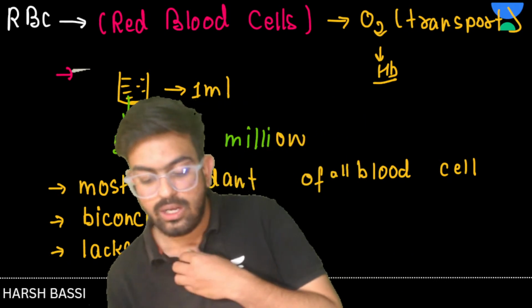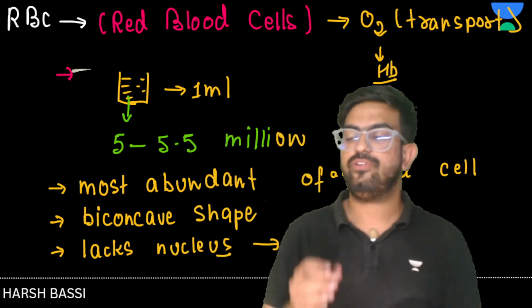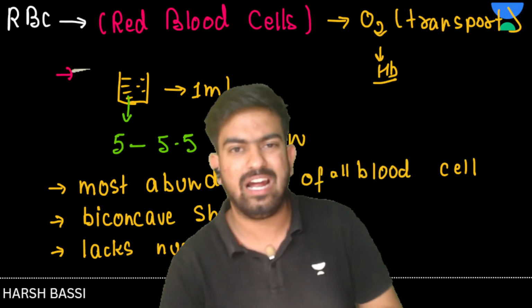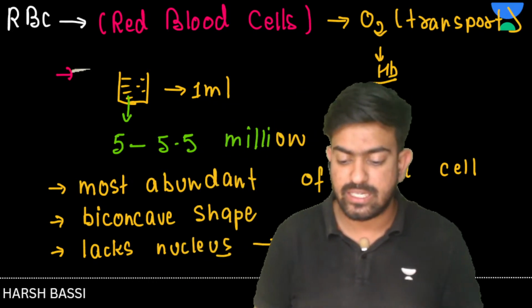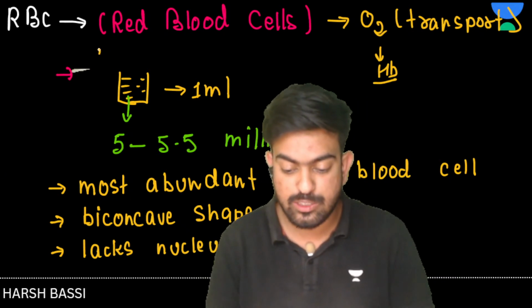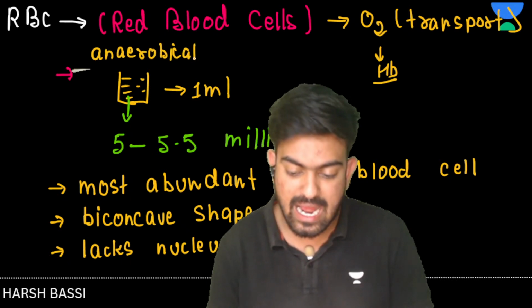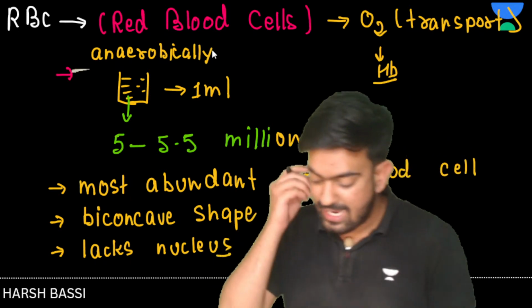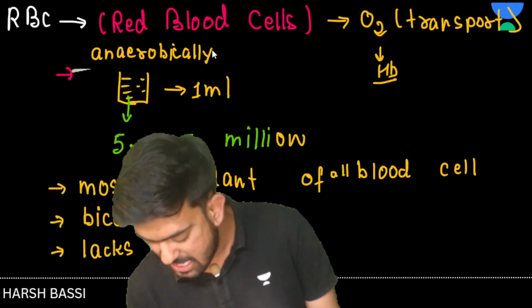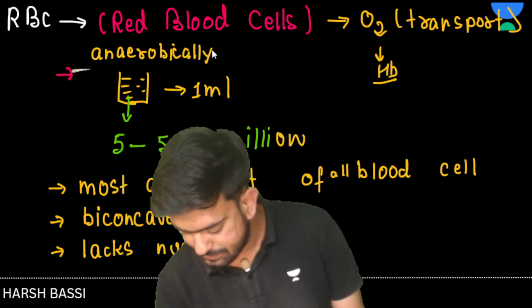Chalo. Now let's move on again. There is no nucleus, and there are even no mitochondria in mature RBC. So how do they respire, sir? They respire anaerobically. What kind of respiration is it? Respiration is anaerobic. Clear to everyone?